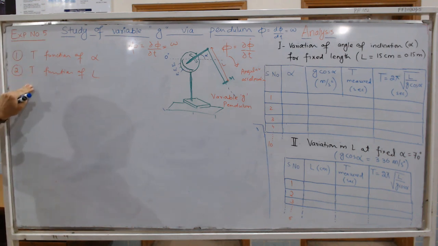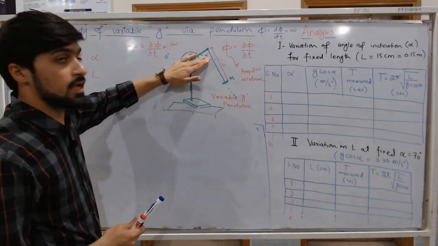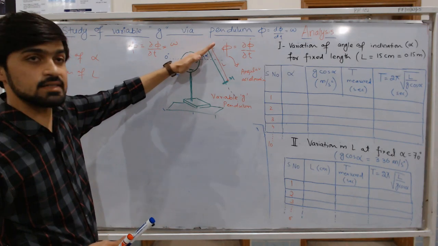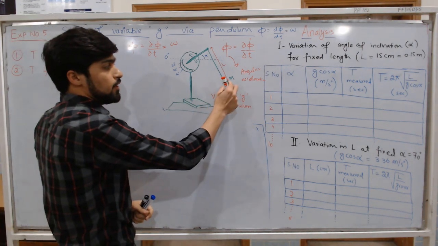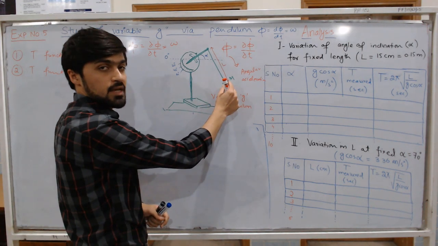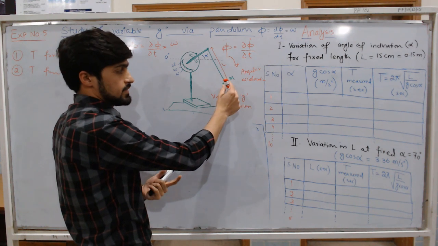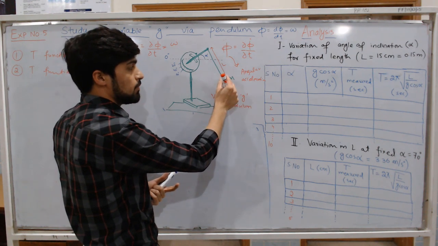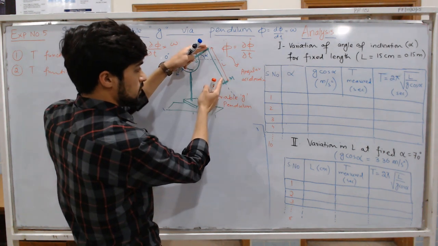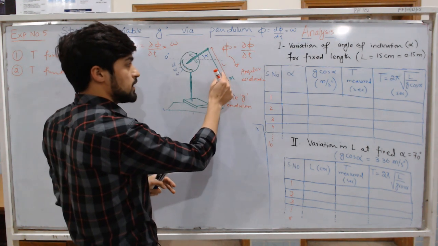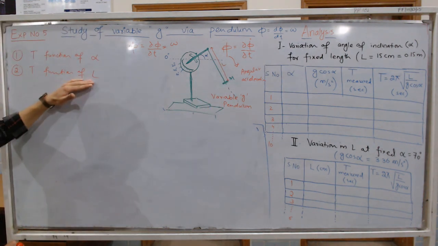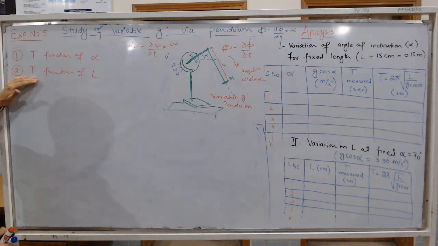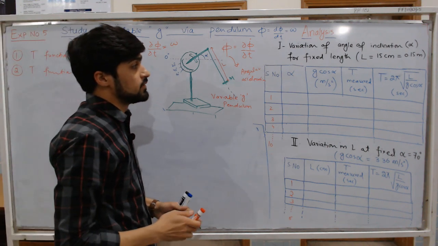And in the second case, we will keep the alpha fixed. Let's say I fix it at 70 degrees and then I will keep changing the length. So how to change the length? At the end of the pendulum, we have a mass m. If I move it above, the length is reduced by this much. So if you move this mass, you are changing the length of the pendulum. In the second case, we will change the length and study how it affects the time period.